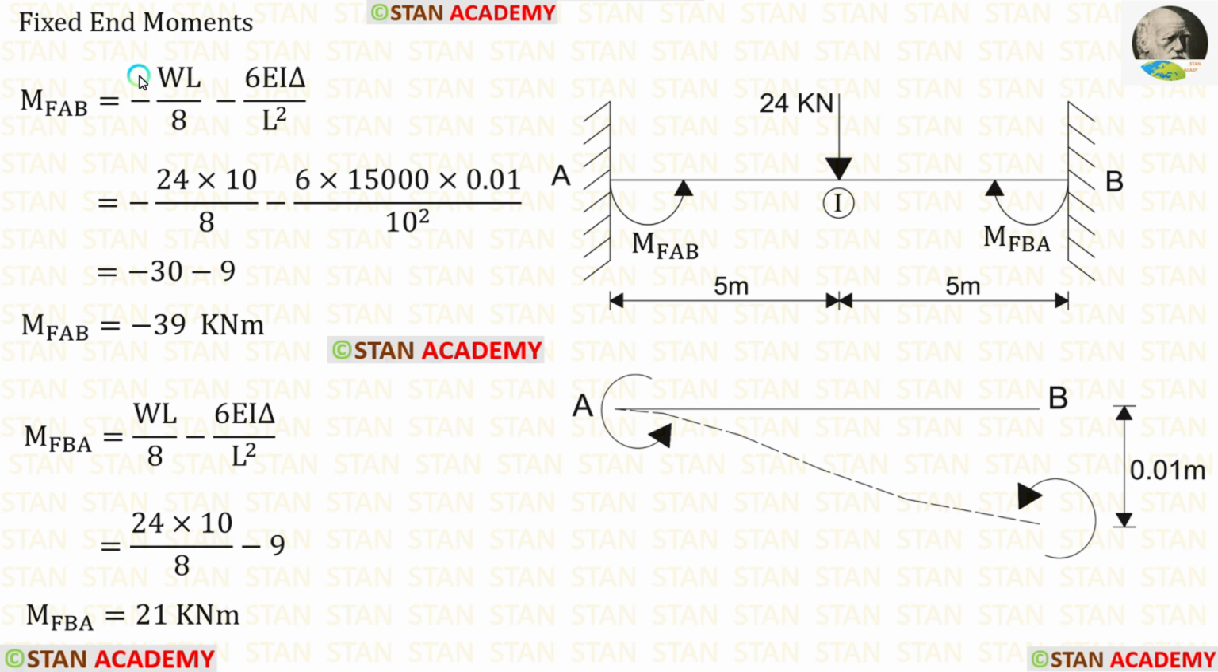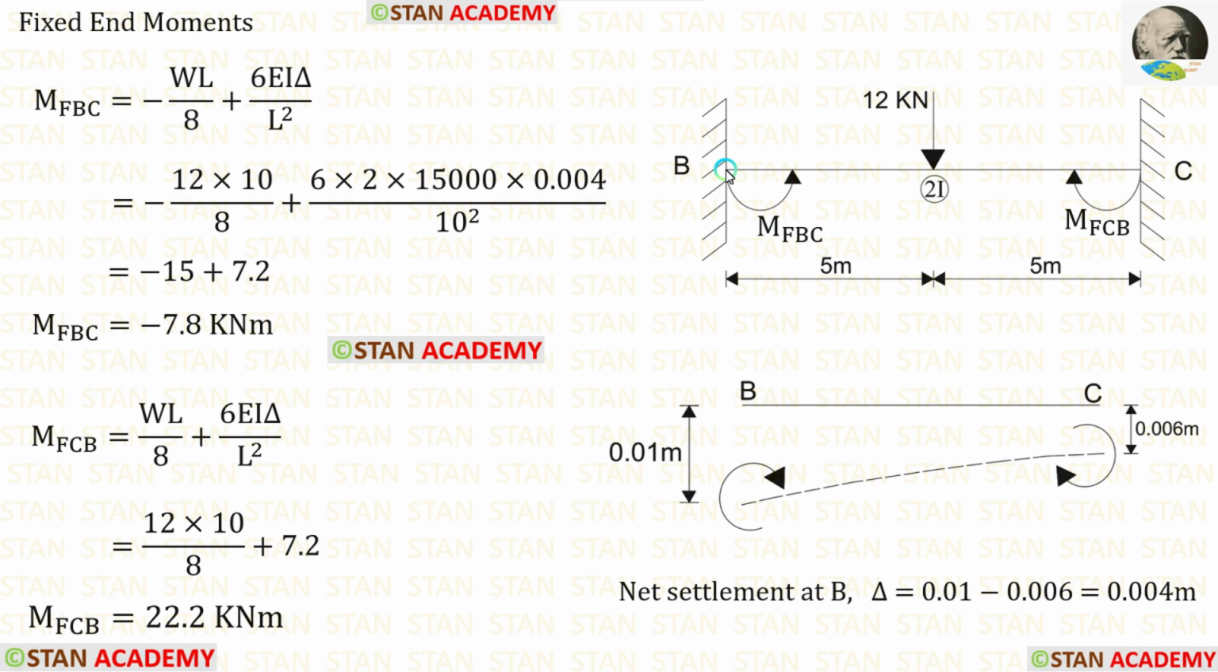In the formulas, let us apply the values. W is 24, L is 10, EI is 15,000, delta is 0.01. The fixed end moments due to sinking will be same for M of AB and M of BA. So we can simply apply this value here. After the calculations, we are getting M of AB and M of BA.